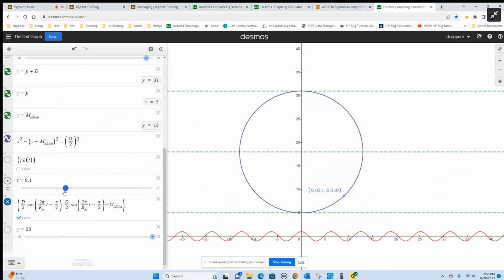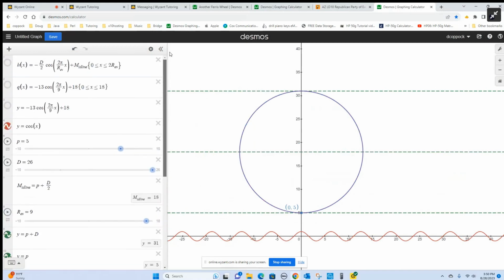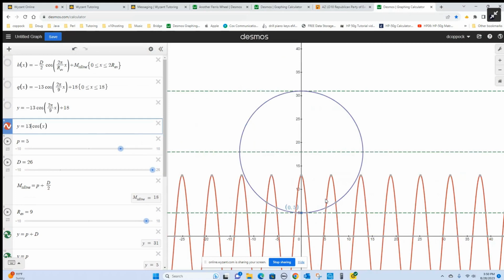That suggests that we might be able to mirror the behavior with a trigonometric function. And y equals the cosine of x is one that we might consider. We know that the amplitude is going to be 13 because the high point is 13 above the midline and the low point is 13 below the midline. So let's put a 13 here and see what happens.